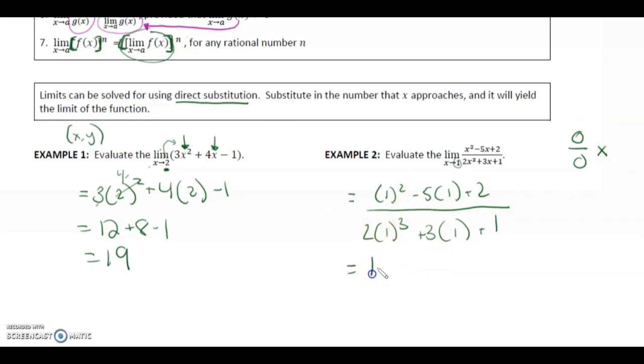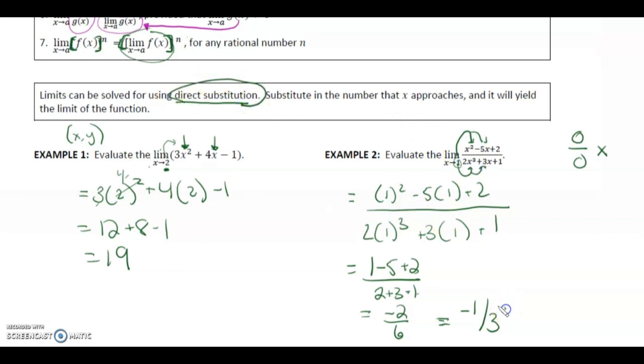So we have 1 minus 5 plus 2 over 2 plus 3 plus 1. We get negative 2 over 6. I get negative 1 over 3. So again, since we can sub in this 1 here to all these x values, we can use direct substitution, and the limit of this function here as x approaches 1 is negative 1 over 3.